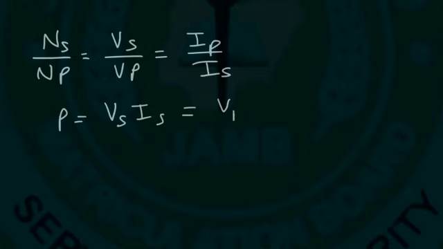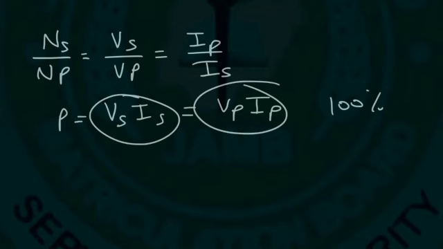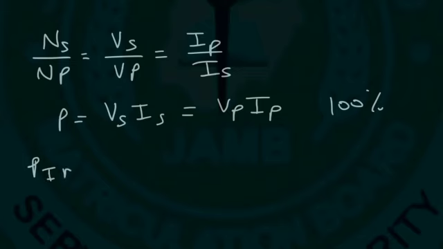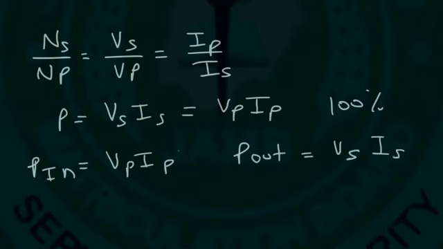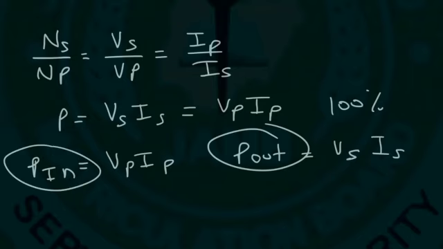So the equations that you need for transformers are as follows. NS over NP is equal to Vs over Vp, which is equal to Ip over Is. And the power is voltage times current. Vs times Is is equal to Vp times Ip, if it's 100% efficient. These two will equal each other. The input power is always going to be Vp times Ip. The output power is equal to Vs times Is. But at 100% efficiency, the output power equals the input power.